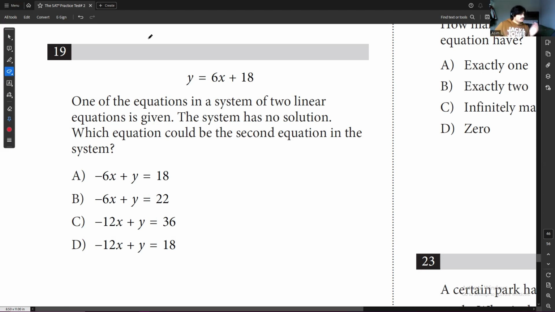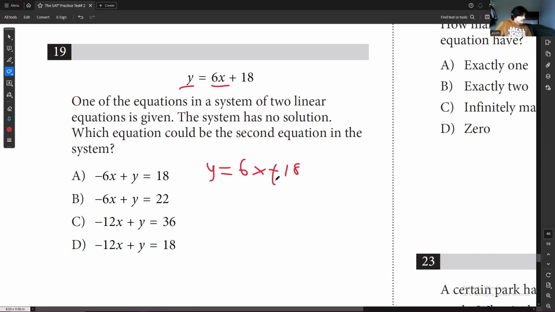So if there are no solutions, we're just going to set these equations equal to each other, and there will be some problems if there are no solutions. So we're trying to do it from the answer choices, because there's no other way to do it, because you can create infinitely many equations with no solutions for this one. Anyway, so let's just find y over here. y equals 6x plus 18.